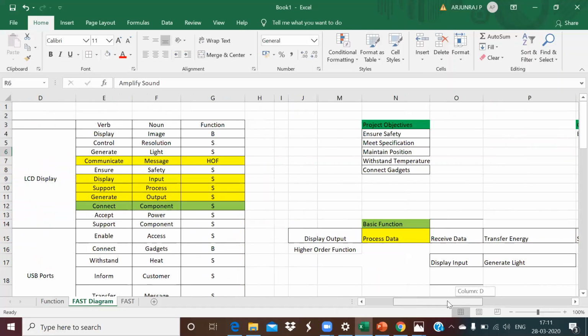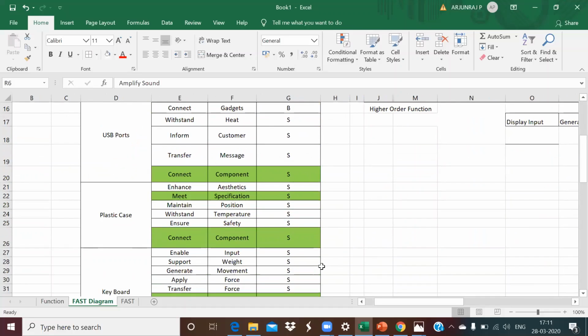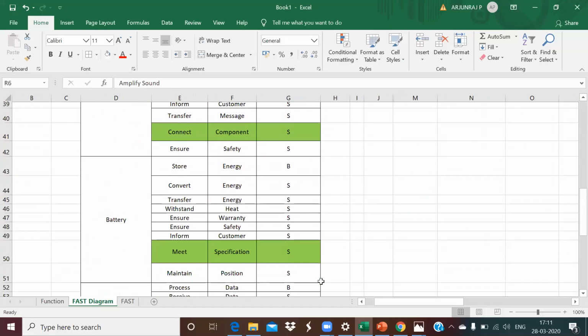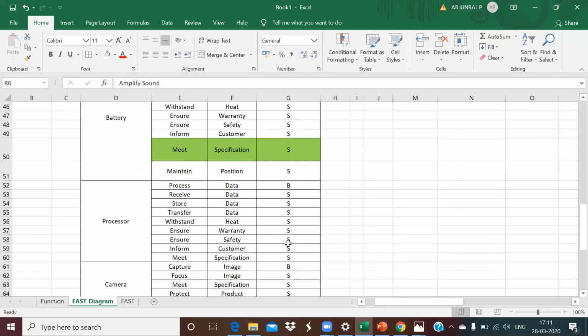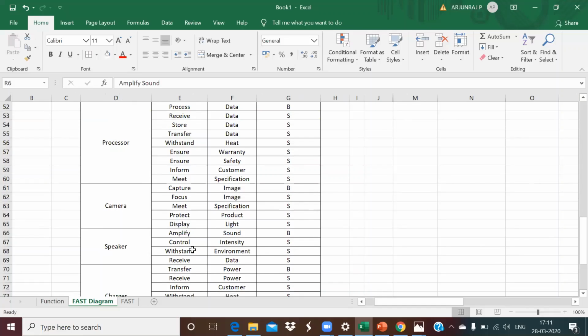It's not necessary you need to take all the other functions, because even though it is also a part of function, the company is not going to spend money individually for focusing the image, because they are going to find the ultimate aim. What is the aim of the camera, or the objective of the speaker? It is to amplify sound, and when you are amplifying sound, you are automatically controlling the intensity. And when you are capturing the image, you are also automatically focusing the image. So the company need not invest for that.